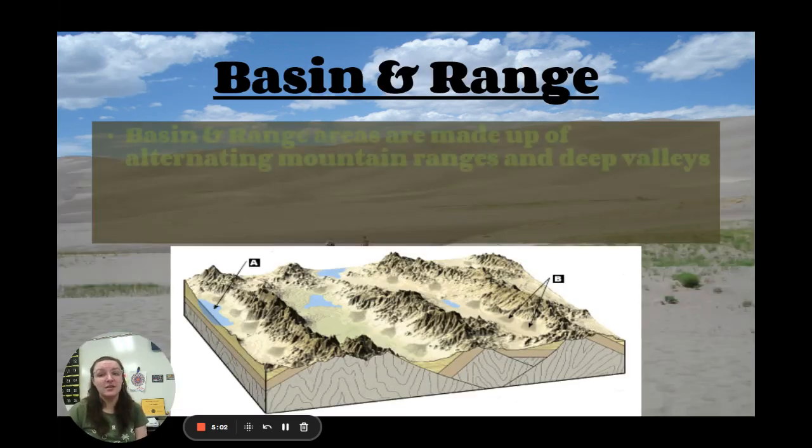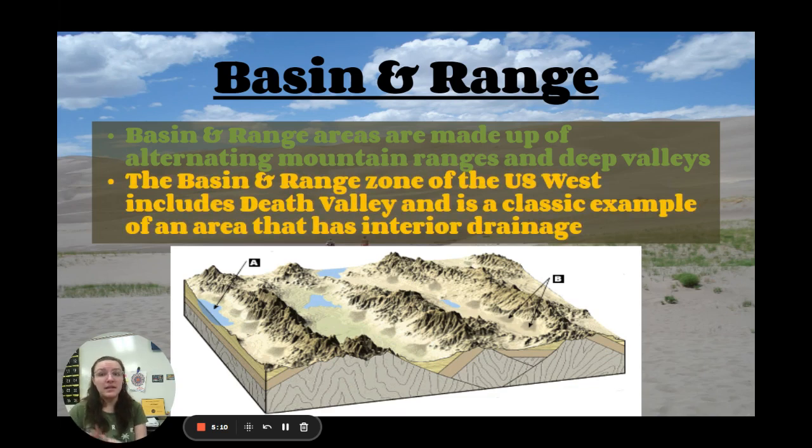Again, seeing this in the US, we have a region called the Basin and Range that is made up of these alternating mountains and valleys. This is in the west and the southwest of the US. It includes Death Valley, and it is a really classic example of interior drainage. You can see with these mountains and valleys alternating back and forth, we're going to have deserts all throughout this area, and when there is water, it won't really have anywhere to go.